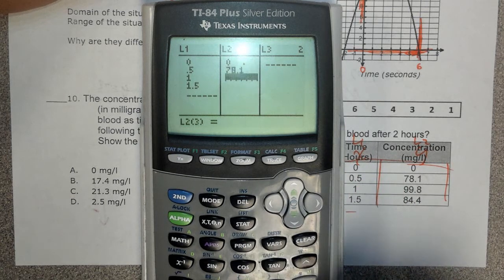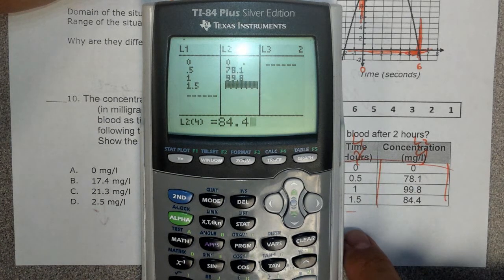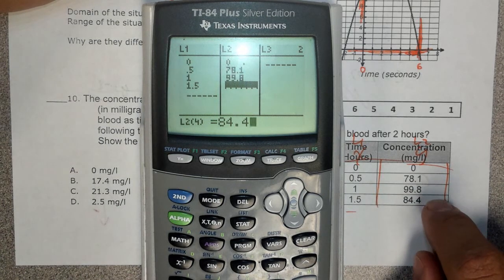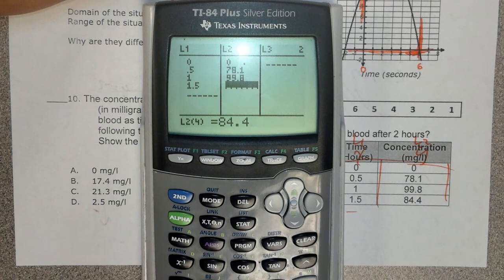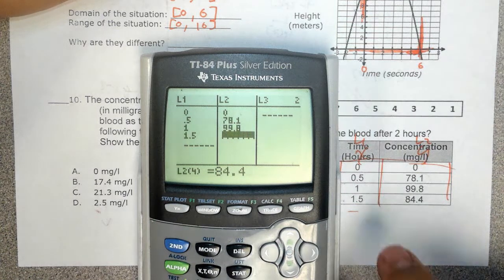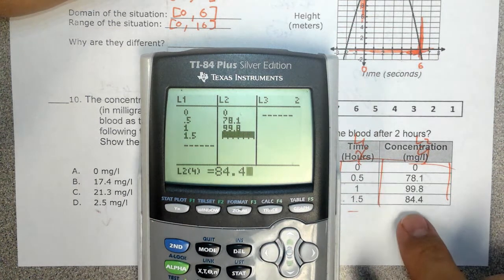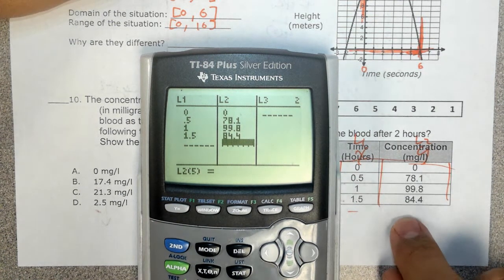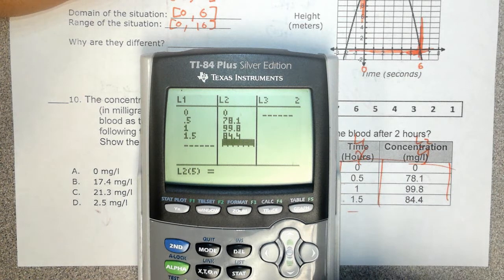78.1, 99.8, and 84.2, 4. Okay, once we have, oh, did I not put the last one in? Oh, enter. Once we have all those in, let's go ahead and do a regression.